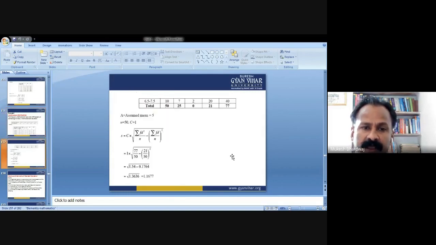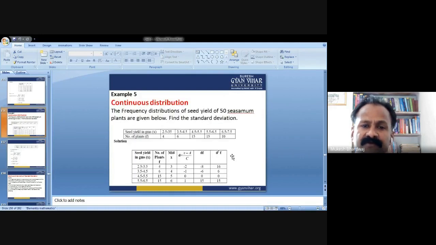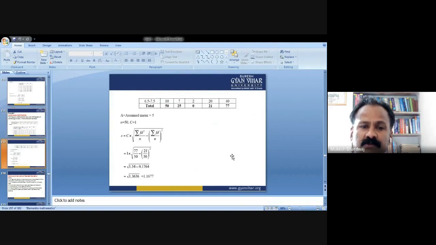Now, as a is the assumed mean, we are going to assume the mean, and it comes out to be 5. Okay. So x minus a upon c. What is c? C is equal to 1. So put the values like this and do the calculation, and finally you get the standard deviation 1.1677 for the continuous class distribution type of data.